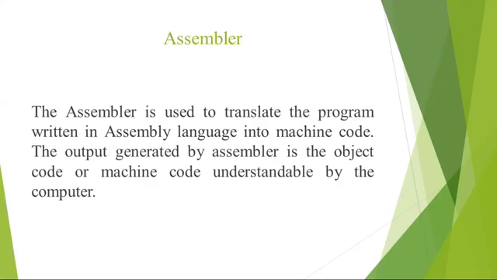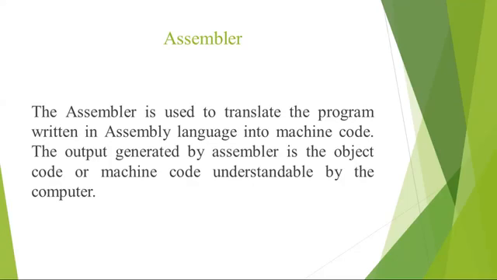Here comes the assembler. What is an assembler? Assembler is the second category of language processor. An assembler is used to translate a program written in assembly language into machine code or machine language. Assemblers are basically used to convert assembly language. The output generated by an assembler is the object code or machine code that is understandable by the computer.